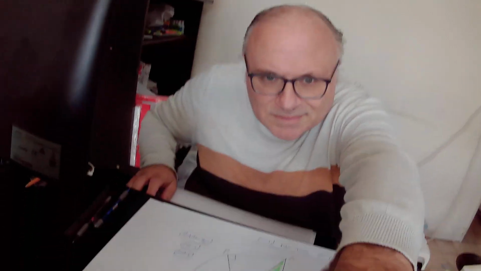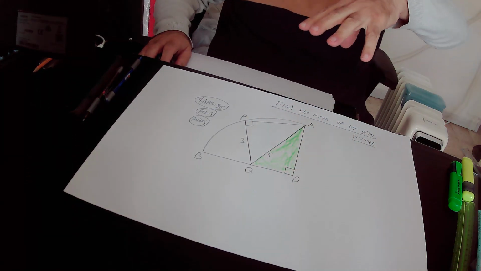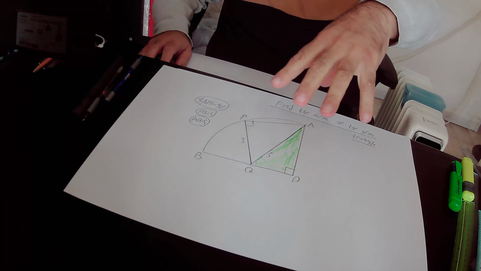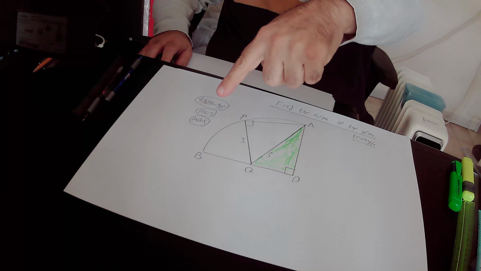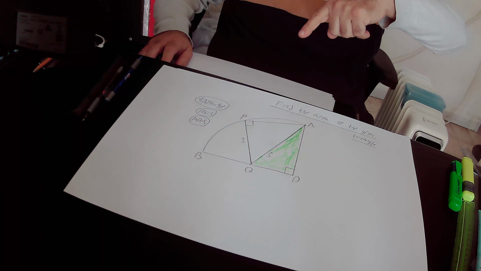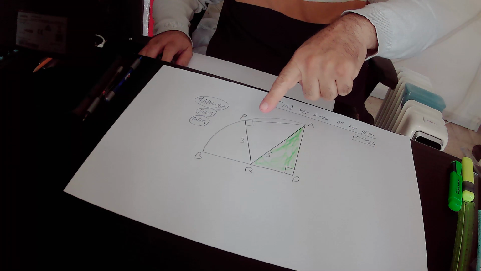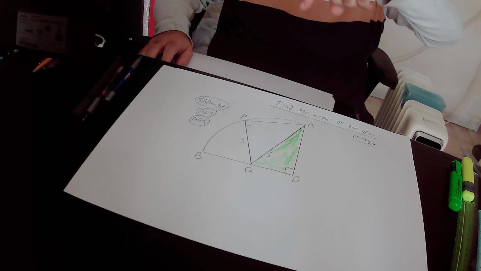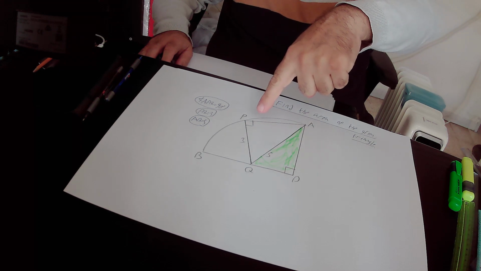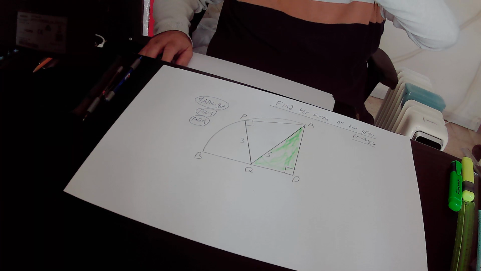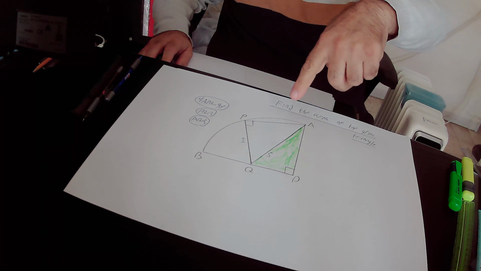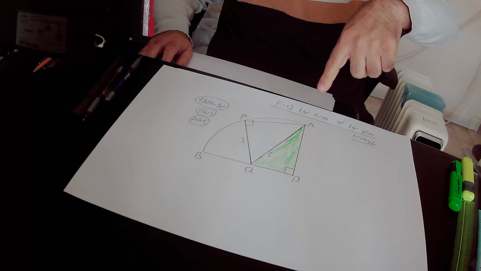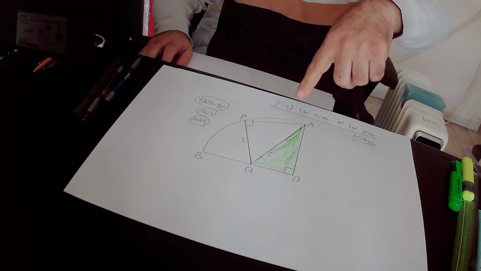Hello, in this lecture we will find out the area of the green shape. In the drawing we have a quarter circle, AOB is a quarter circle, line segment PQ equals 3 units in length, line segment AQ equals 5 units, and angle APQ equals 90 degrees. Our mission is to find the area of the green shape, that is to say the area of the green right triangle AQO.